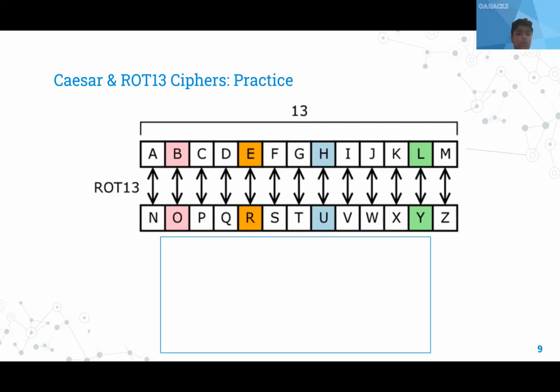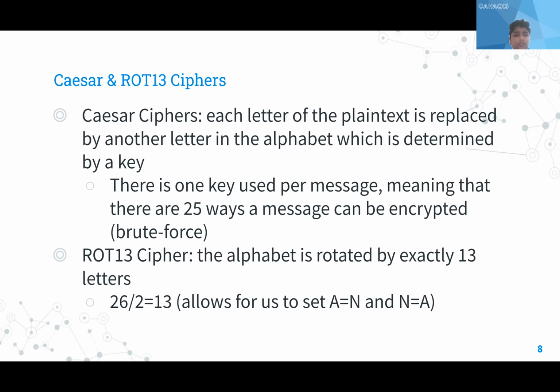Wait, what happens for Z with the ciphers? Because there's something after Z. So that's when you go back. That's a great question. If let's say your key is 1 and you're doing a Caesar cipher and you have a Z, you'd go back to A. That's why there's only 25 ways you can encrypt a message, because if you do 26, you're basically going to be going back. A plus 26 is just going to give you A again. It'll make a little bit more sense when we do a practice problem.